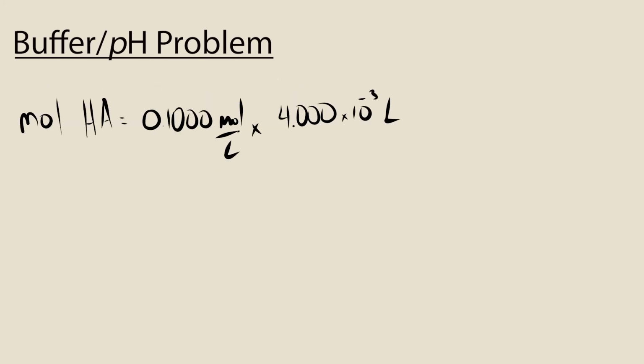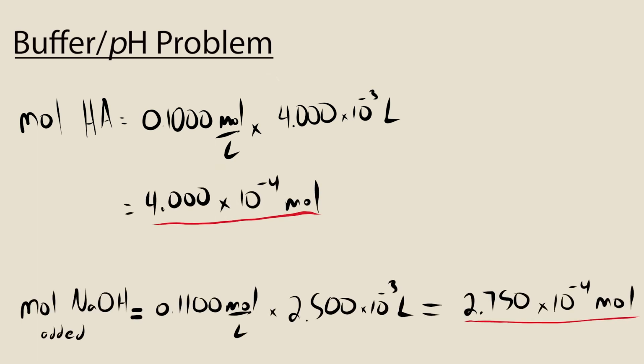To start the problem, we need to calculate the initial number of moles of weak acid and then calculate the number of moles of strong base that will be added. Multiply concentration by volume in order to calculate moles.